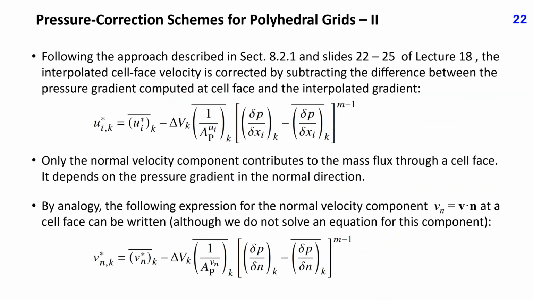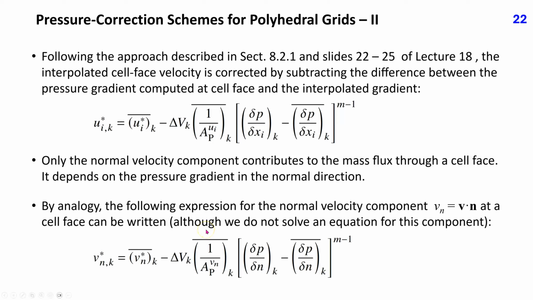Following the approach described in section 8.2.1 of the book and slides 22 to 25 of lecture 18, the interpolated cell face velocity is corrected by subtracting the difference between the pressure gradient computed at the cell face and the interpolated gradient. Only the normal velocity component contributes to the mass flux through cell faces. It depends on the pressure gradient in the normal direction.